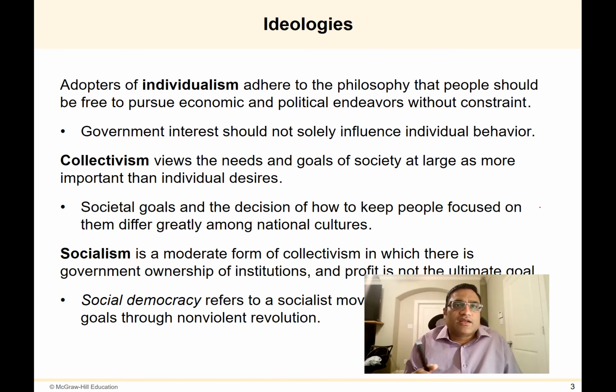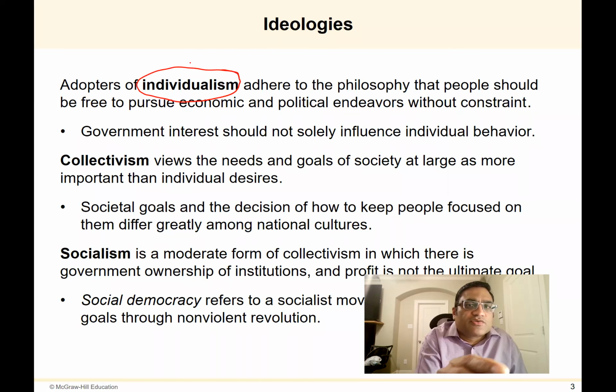Let's dig deeper into this. Again, ideology is how much the society cares about the person. Is there a lot of freedom for people to do what they want to do, and the individual goals and aspirations are more important, or is it more about the society? That's why you have the individualism and collectivism ideologies, and socialism is sort of in between these two.